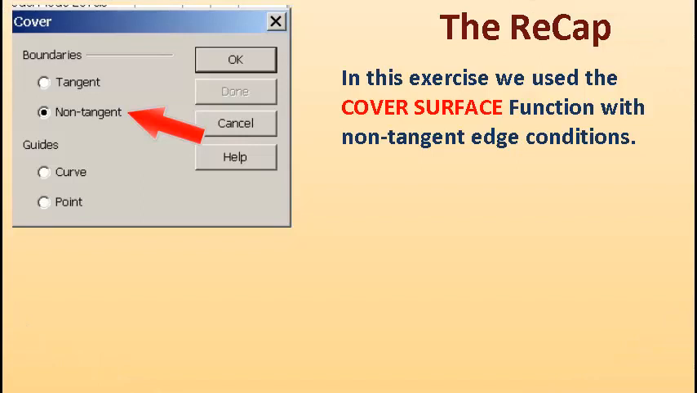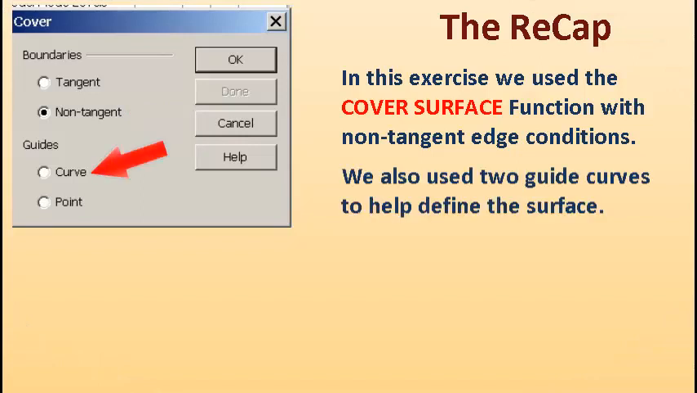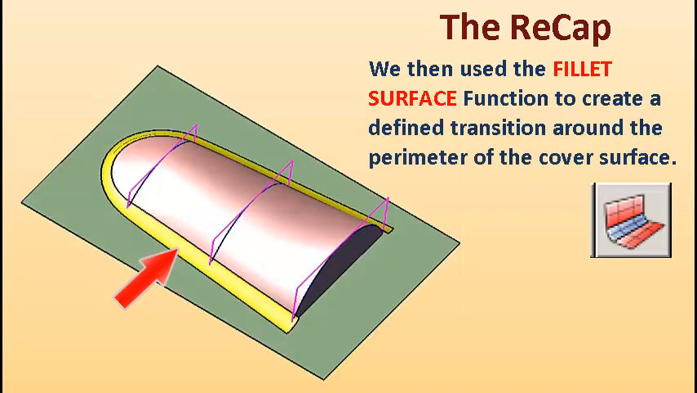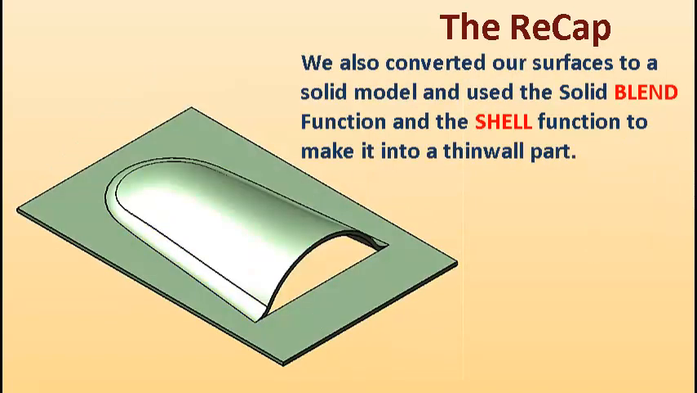So let's recap. In this exercise, we used the cover surface function with non-tangent edge conditions. We also used two guide curves to help define the surface. This gave us a sharp defined transition between the new cover surface and the original horizontal surface. We then used the fillet surface function to create a defined transition around the perimeter of the cover surface. We also converted our surfaces to a solid model and used the solid blend function and the shell function to make it into a thin wall part.